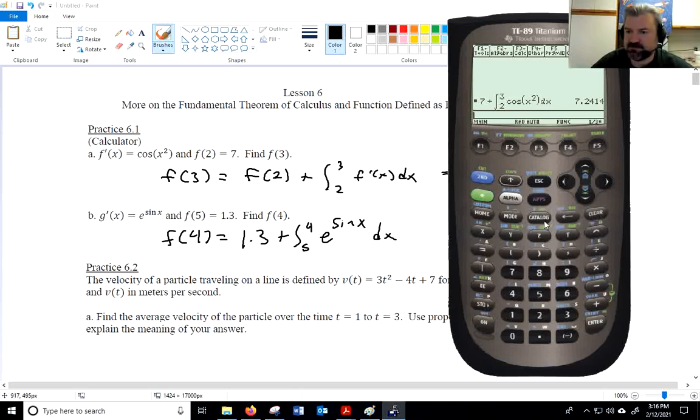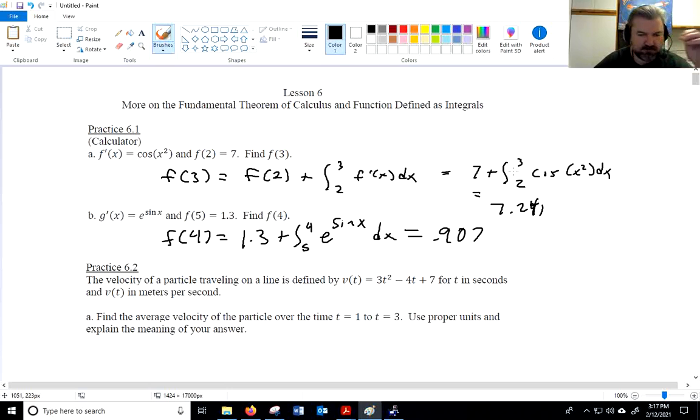Okay. So 1.3 plus the integral of e to the sine x, comma dx, comma 5, comma 4. And really check the pretty print, this thing that comes up. Make sure that it's exactly like what you like. 1.3 plus from 5 to 4 of e to the sine x dx. I like it. 0.907 is my answer.